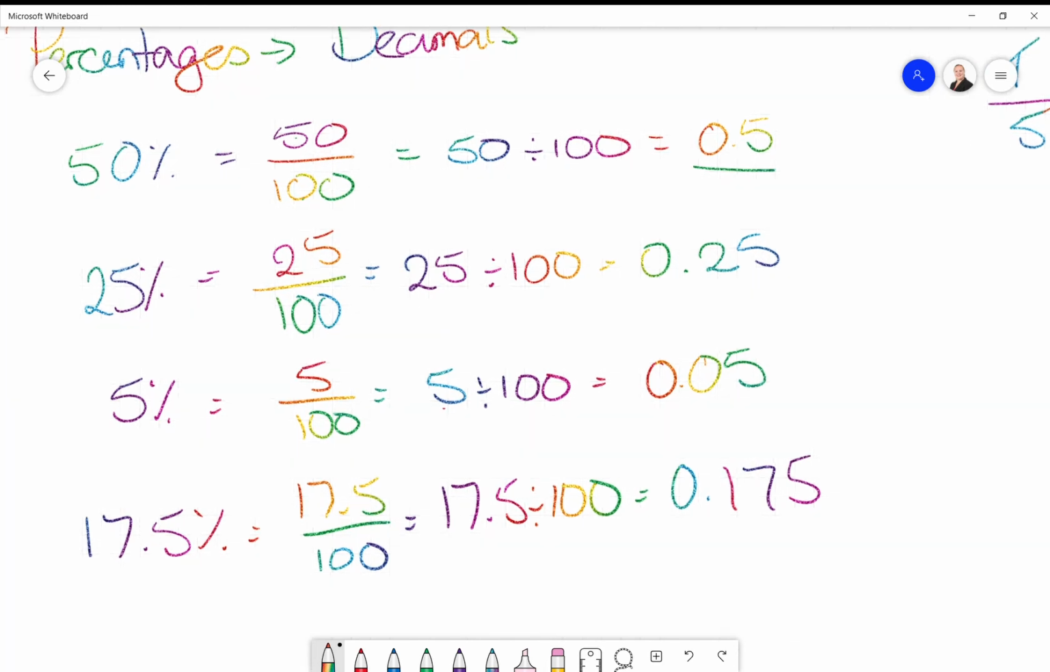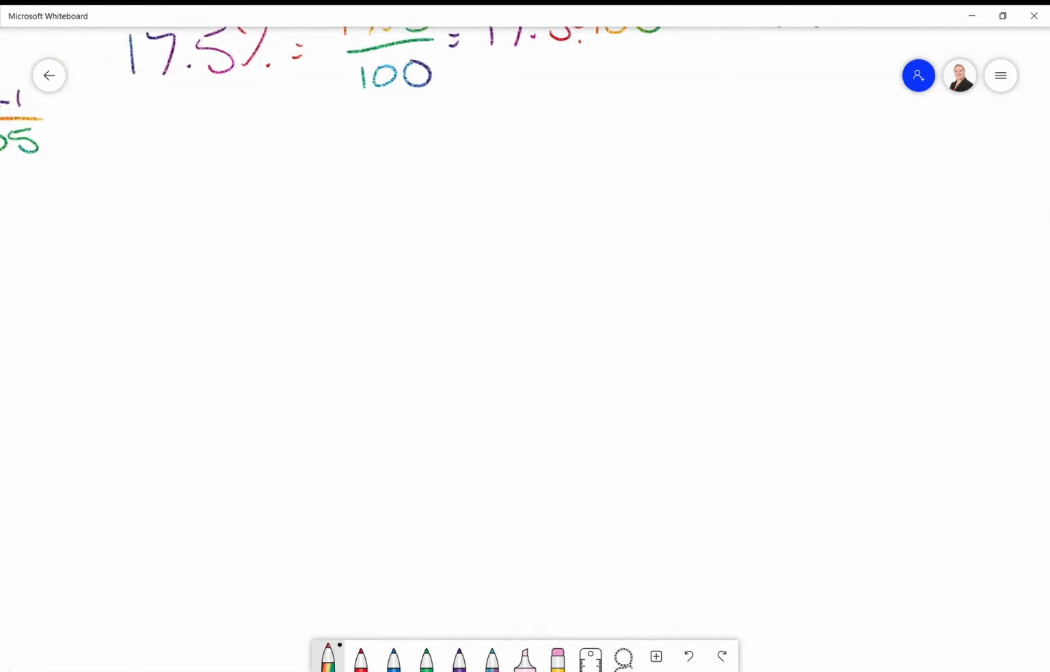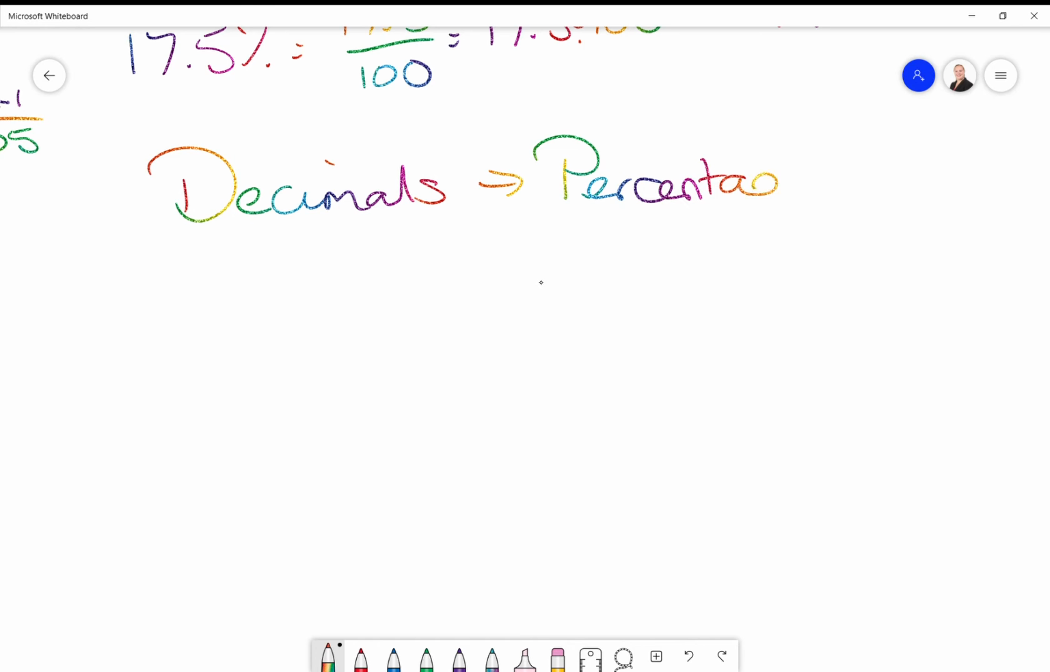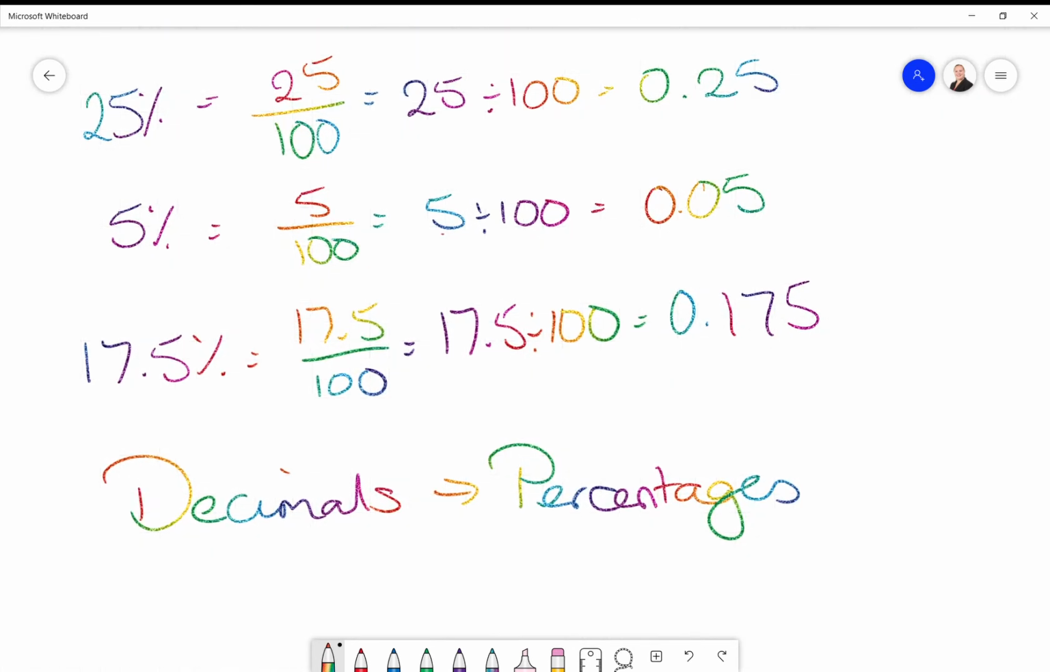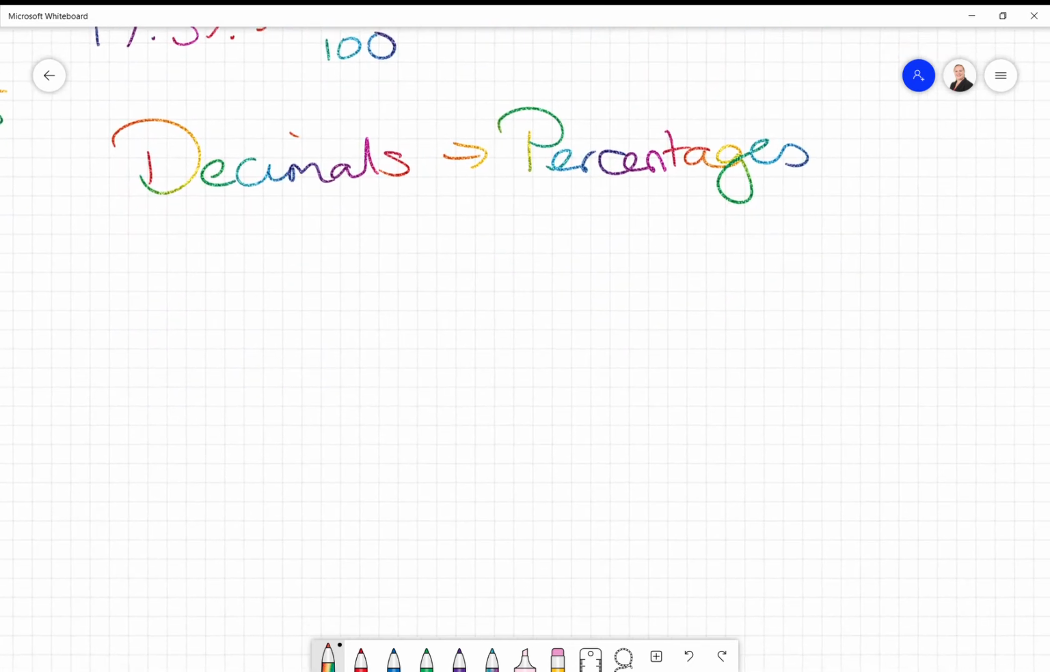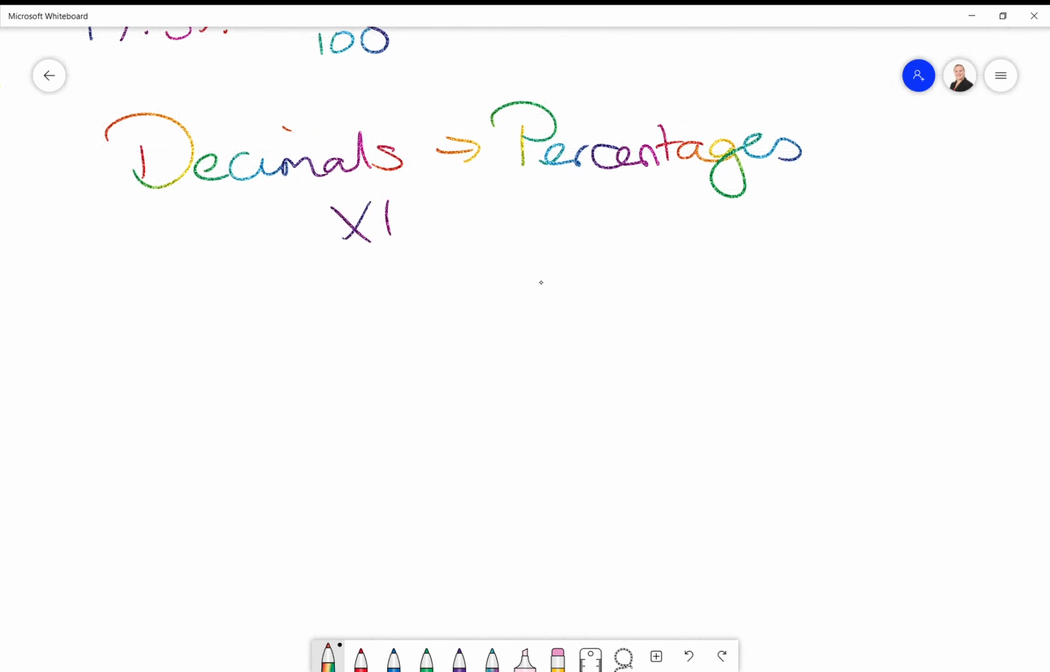And then if I go the other way and I turn decimals into percentages, well then you can see it's just going in the opposite direction. So this way I divided by 100. This way I'm going to times by 100. Okay, so we just times by 100.